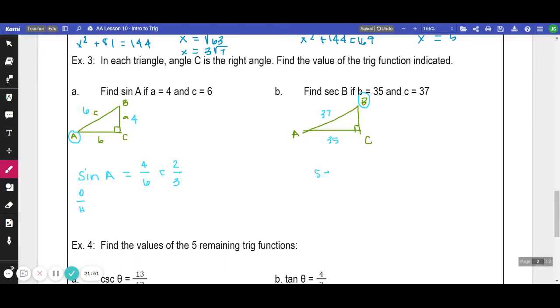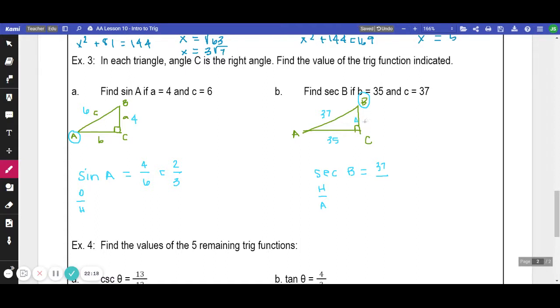Secant, I'm trying to find secant of angle B. So scroll back up. Secant is the reciprocal of cosine. Cosine is adjacent over hypotenuse. So secant's hypotenuse over adjacent. So we have the hypotenuse over, I do not have adjacent. This is the adjacent side right here, and I don't have that.